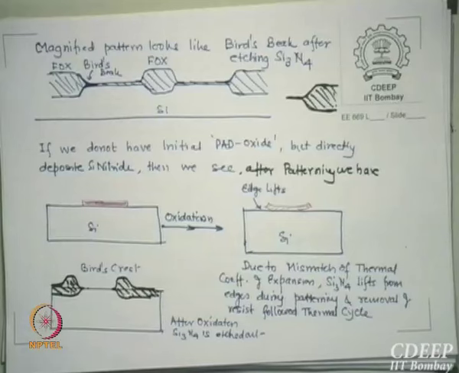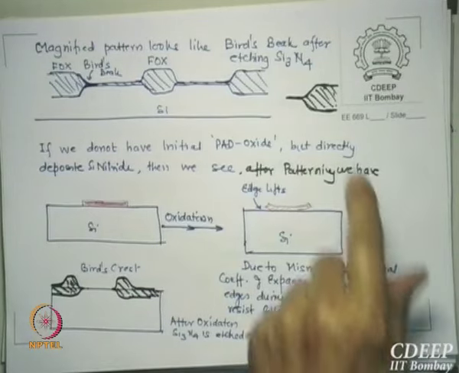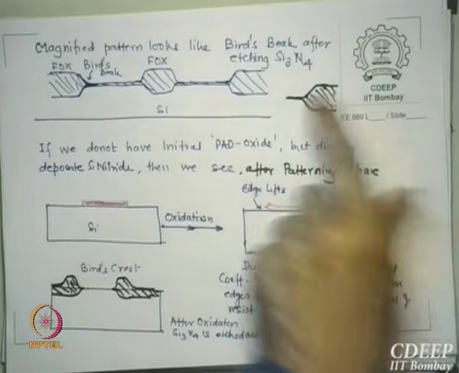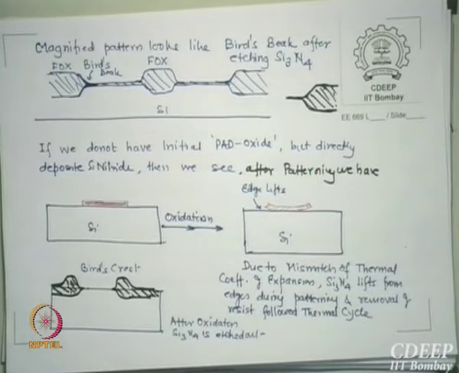Is that bird's crest? I repeat, the lift of nitride allows oxidation to proceed like this. And because of that, you see a huge top oxide, and that is called bird's crest. So this is much more non-planar than this, but what is the problem here? It encroaches the active area. Here it does not. Okay, but it creates crest on non-planar surfaces.